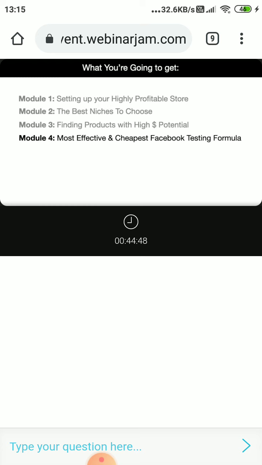Isn't that amazing? If you only got that piece alone, it would still be worth the investment, okay? And in module number 5, I will even show you my exact method that I used to scale my store to over $100,000 in 15 days, so you can replicate what I did. Trust me, guys, it is just a matter of time and you will start making money with it, okay?